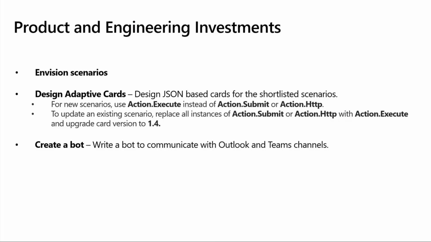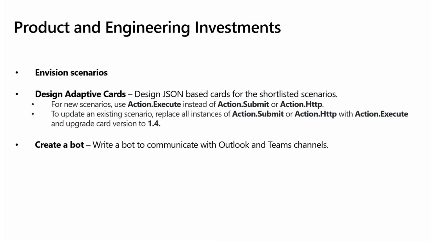In terms of product and engineering investments, the first step, of course, is envisioning the scenarios: something you might have already got on Teams and you want to get to Outlook, or something you might have already got on Outlook that you want to get to Teams. You need to envision those scenarios for cross app, and then you need to design those adaptive cards. You may already have them. If you already have those adaptive cards ready, all you need to do is move action.submit or action.http to action.execute, and then upgrade the schema version to 1.4. If you don't have them, then create new cards with action.execute.